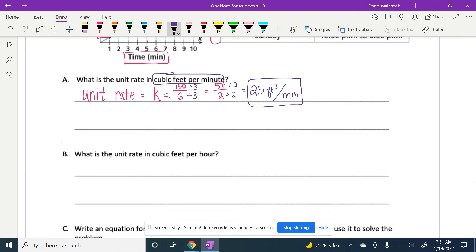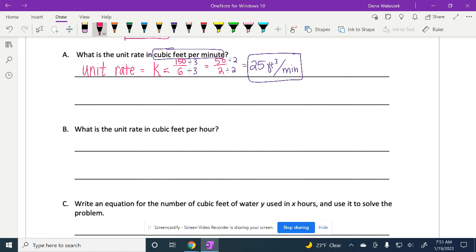Letter B. What is the unit rate in cubic feet per hour? So now we need to convert our 25 cubic feet per minute, use 1 minute, into cubic feet per hour. So when you do the problems, you need to write this blank down with the units so you know what you're trying to get to at the end.